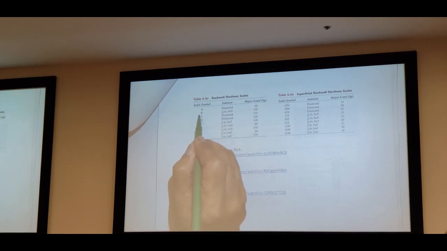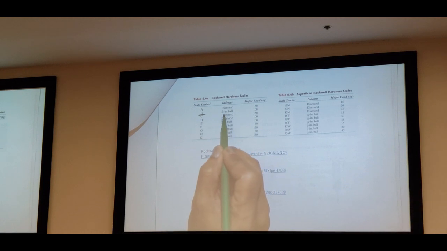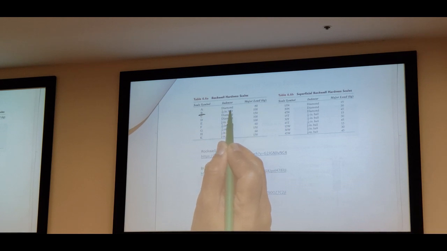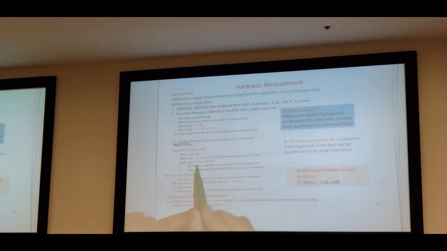So whenever that B scale is there, you can see the indenter used is a steel ball of 1/16 inch, and your major load is what? It is 100 kilogram. What is your minor load? 10 kilograms. Got it? Clear? So that is the meaning.